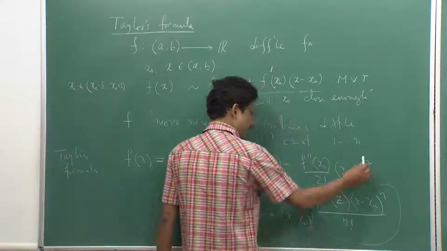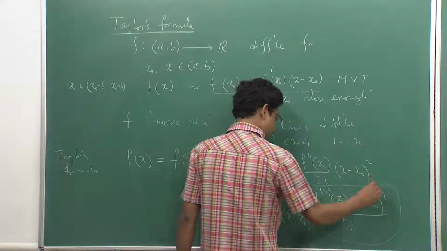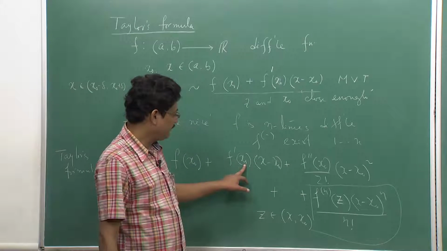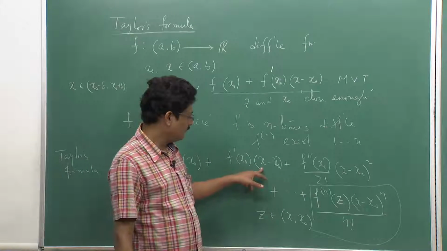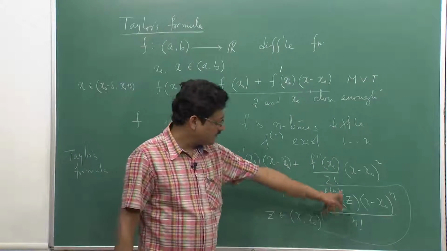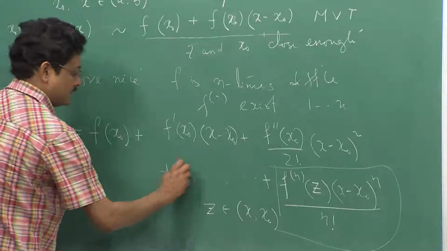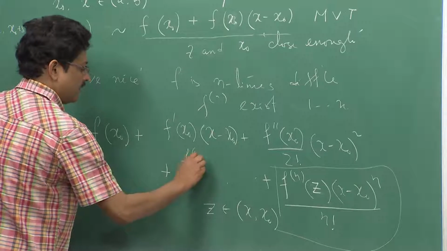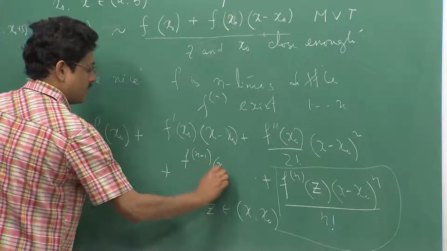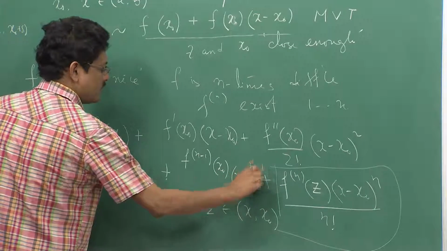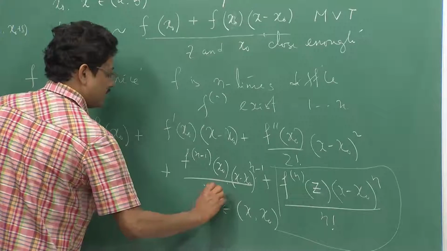So, up to n minus 1 degree, all coefficients are f prime x naught and a polynomial in x minus x naught, and the nth coefficient is at z. So, the previous term here was f n minus 1 at x naught, x minus x naught power n minus 1 divided by n minus 1 factorial.